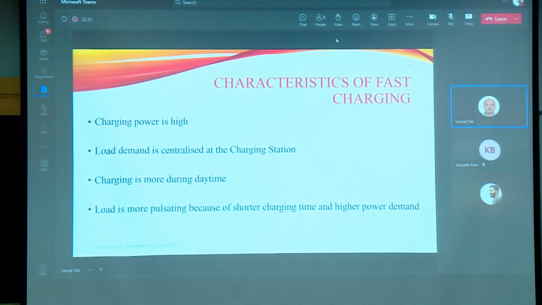So what are the characteristics of a fast charging station? The charging power is high, and load demand is centralized because it's a high load at one point in the medium voltage distribution system. Mostly the charging is more during daytime because of the long distance travels. And with respect to the distribution system, the load appears to be pulsating in nature, because you are charging your car for a very short time with high power demand. So it appears not exactly as a pulse, but as a pulsating behavior. In that way it has some similarity with traction or train loads.